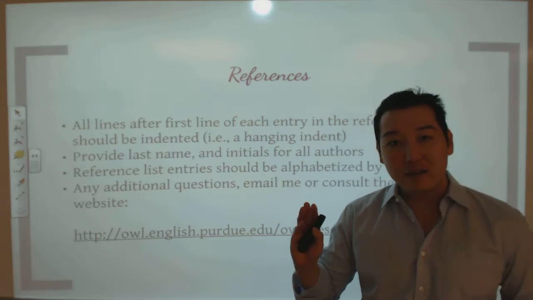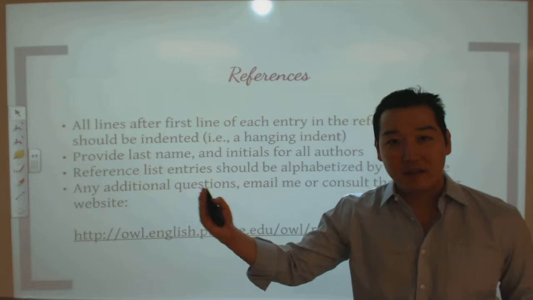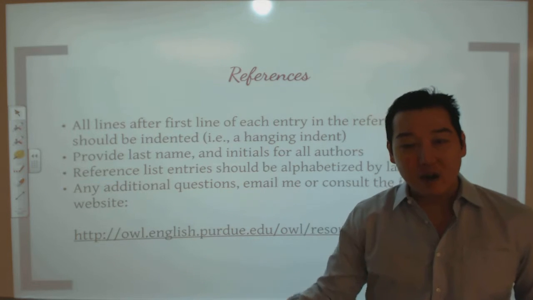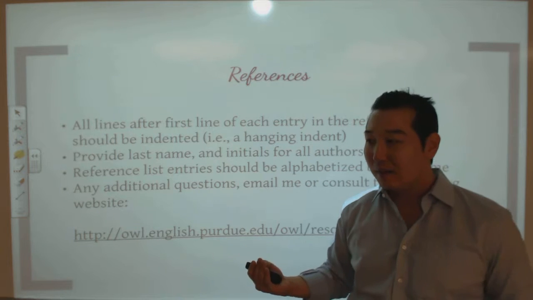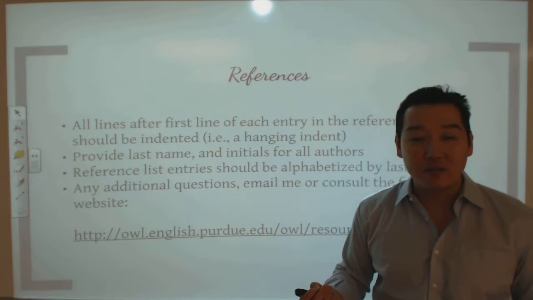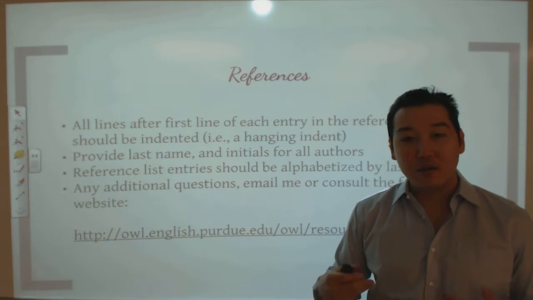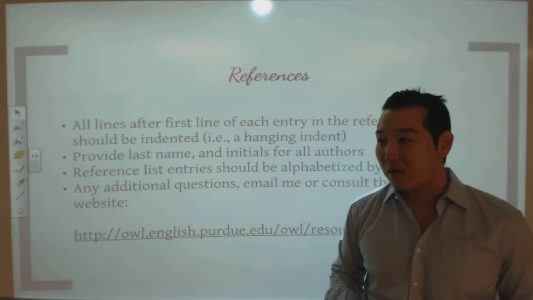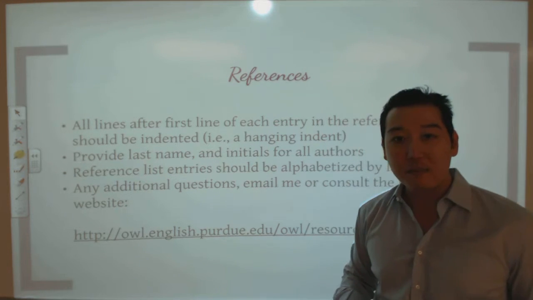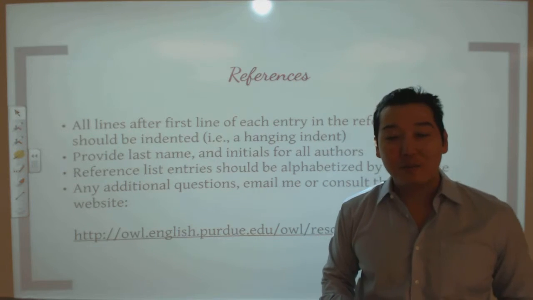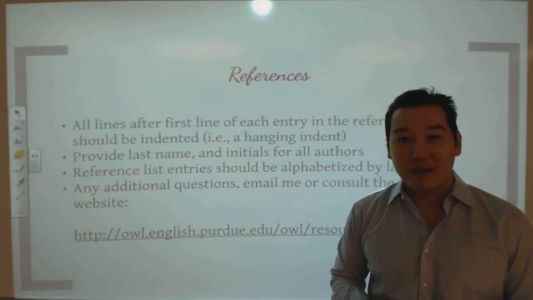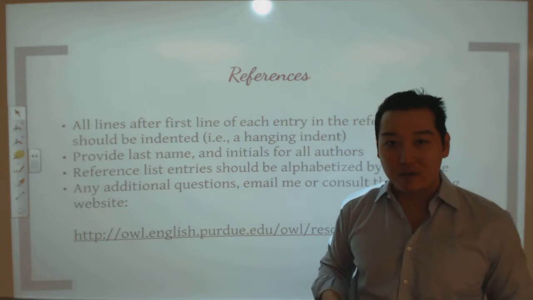But the first line is left justified. It's pushed all the way to the left, but then the second line onwards is indented. We call that a hanging indent. You want to make sure that you alphabetize your reference list, by last name, of course. So those are some of the basic rules to keep in mind when you're preparing your references. Oh, and of course, the word References should appear centered on the reference page at the very top.